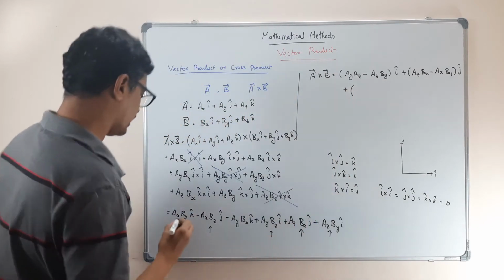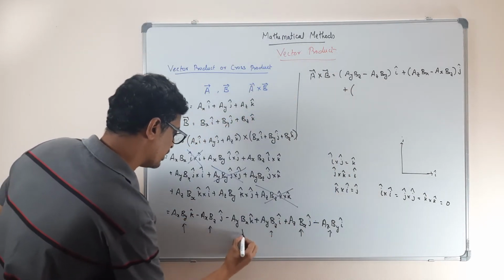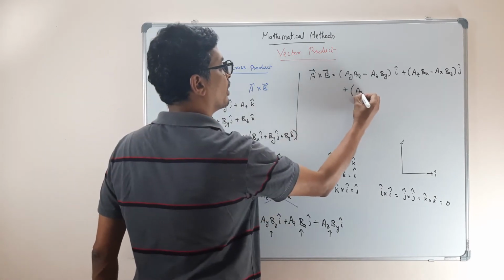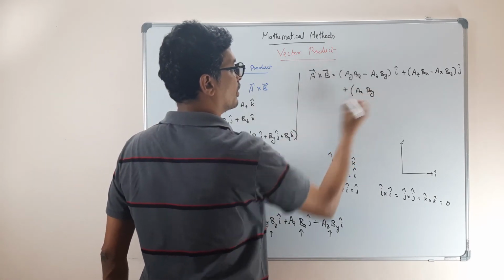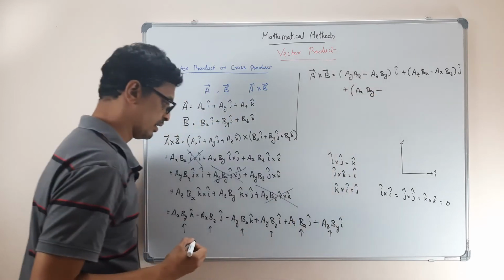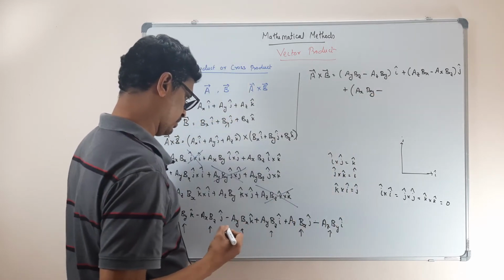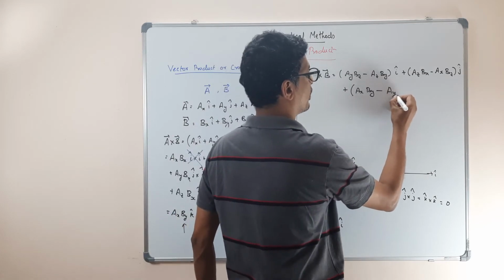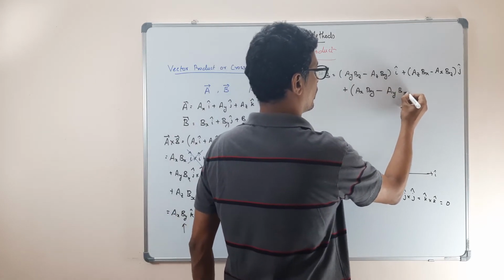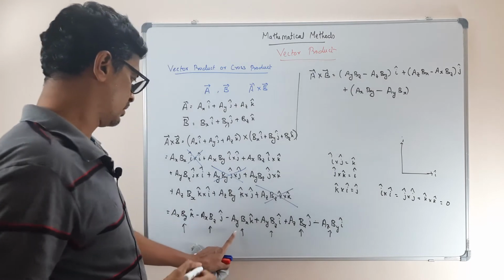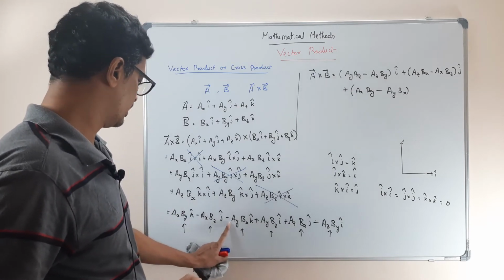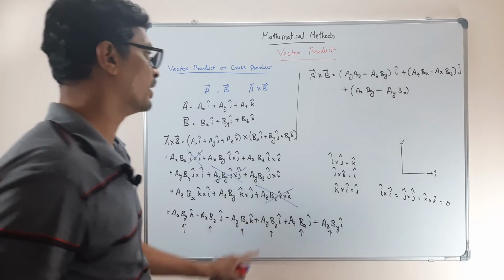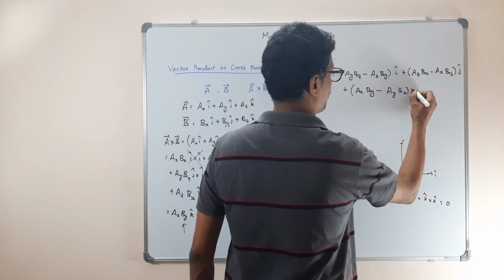What about the last term? Plus, the last term is these two. AXBY minus AYBX. Where? AYBX. Oh, that's plus. Which is plus? Oh, it's minus. These two, right? AXBY minus AYBX of k cap.